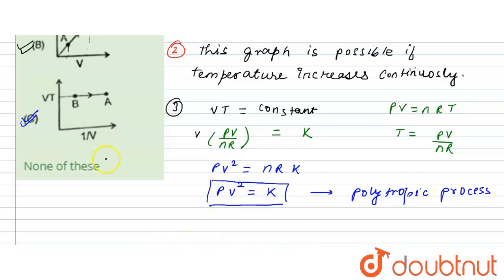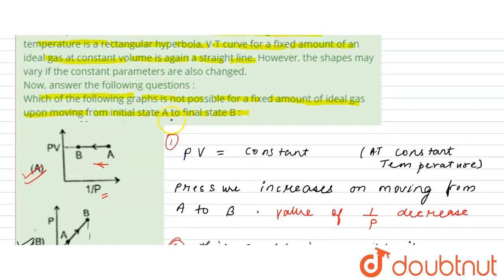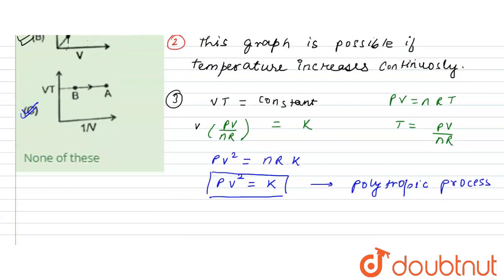So what will be the correct option? It was asked which of the following graph is not possible. So you will say that all the graphs are possible. So finally the correct option is none of these. So option 4 is correct, right? I hope you have understood.